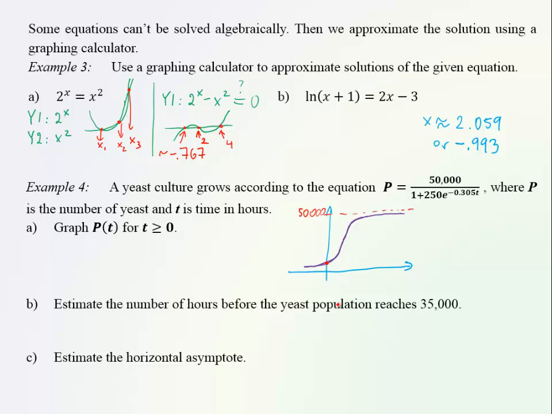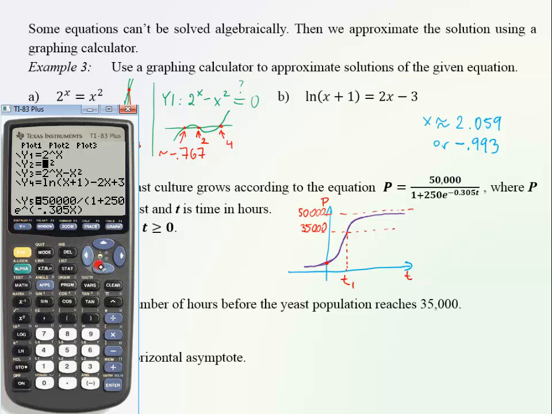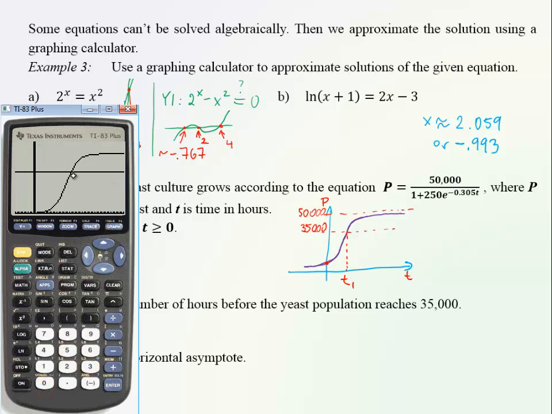Check it on your own. And the population will reach 35,000. Well, let's draw the level 35,000 somewhere there. We are interested in the t value. Let's call it t1, because that's t and that's p. We are interested in such value t1 that the graph reaches 35,000. When the level 35,000 will be reached. So what we really need to do is to plug in another function, 35,000 as a constant function, and graph both of them, and then find the intersection of these two curves.